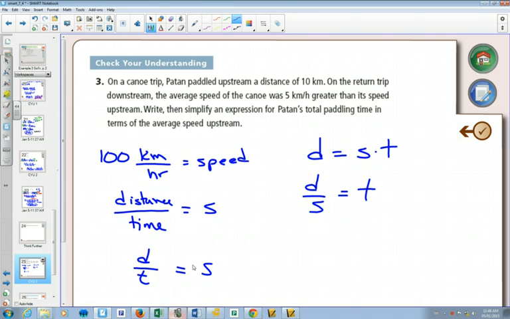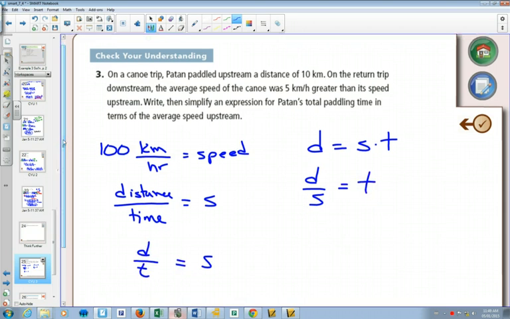Because we've got a total distance here. He went upstream 10 kilometers. On the return trip, which was downstream, the average speed was 5 kilometers greater than its speed upstream. Right, and then simplify an expression for his total paddling time. Now, I'm wondering if you did some of these distance speed things in grade 10. Not sure, but we'll set up some stuff here.